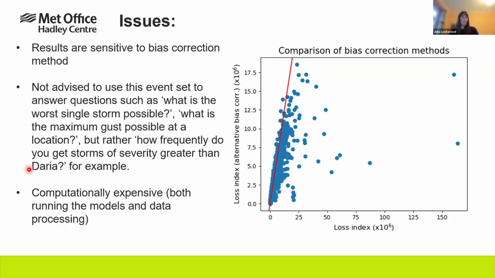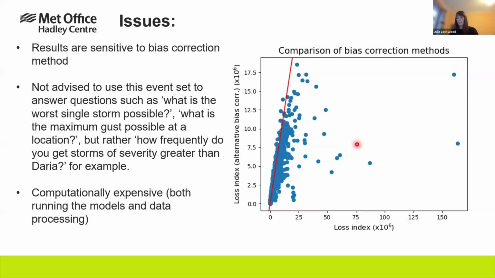So because of this, we think it's not advisable to use this event set to answer questions like what is the worst storm ever that can happen in these 1,300 years, because this has absolutely huge uncertainty. Also, you can't really say what's the maximum gust you are going to get at a grid point, because essentially you'll get the same answer as you would if you did a generalized Pareto fit to the ERA5 data, because that's what we fixed it to.